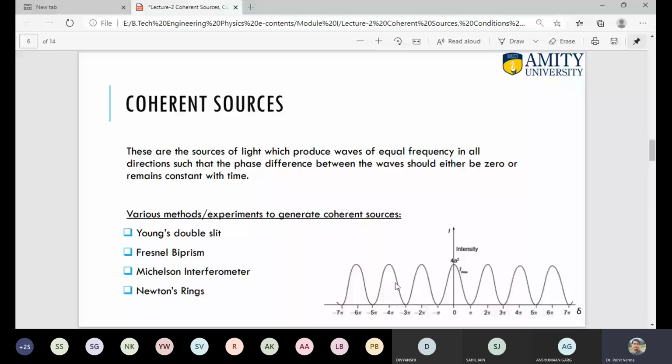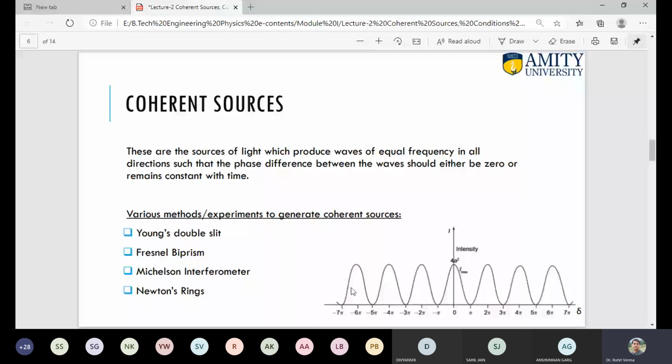So we have discussed coherent sources. Coherent sources are those sources which have the same frequency and which maintain a constant phase difference between them with respect to time and space. As we know that two independent light sources cannot be coherent, that is why we obtain two virtual sources from a single source of light. There are various methods for generating coherent sources, and these are Young's double slit experiment, Fresnel biprism, Michelson interferometer, and Newton's rings.